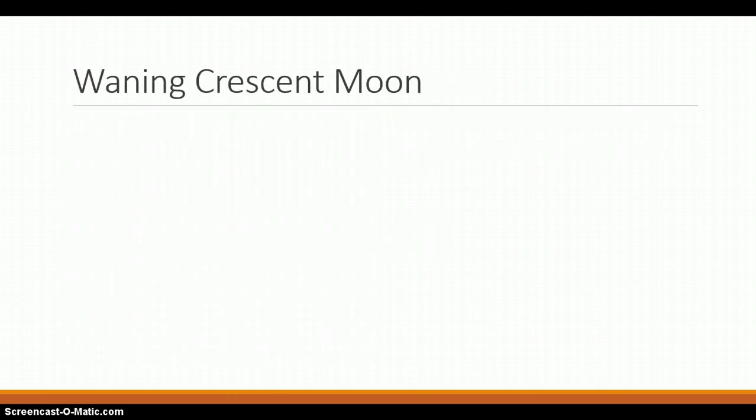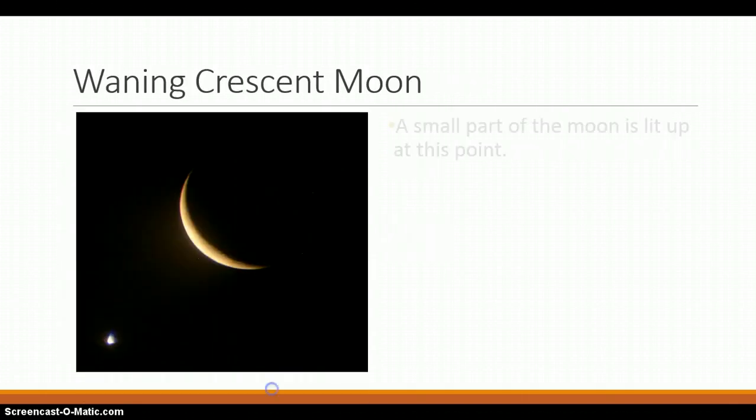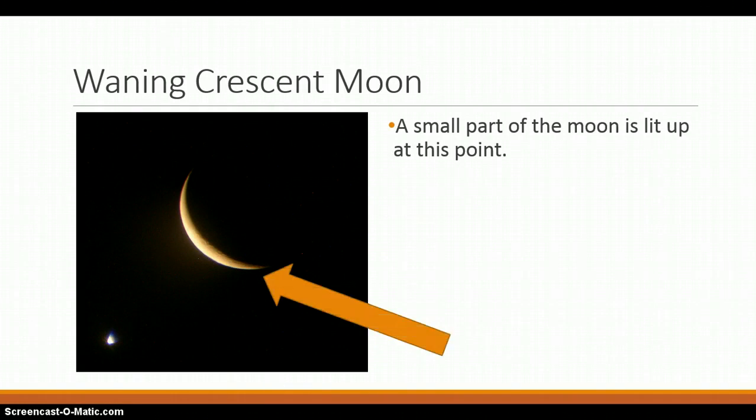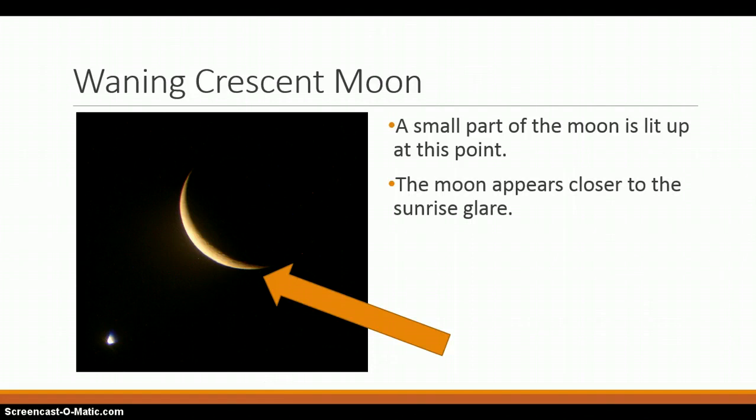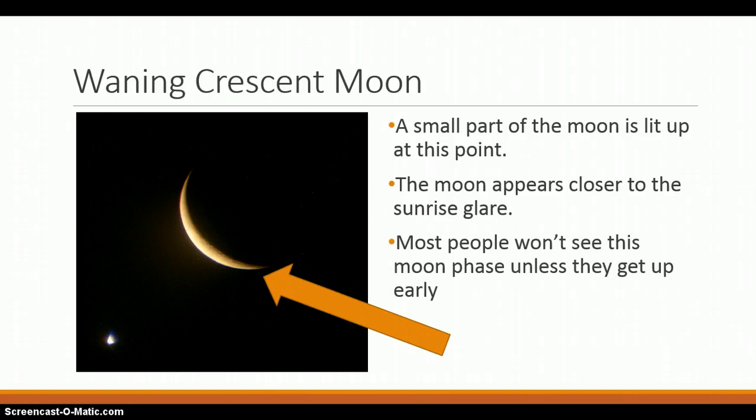The waning crescent moon. A small part of the moon is lit up at this point. It is getting smaller by the minute. The moon appears closer to the sunrise glare. Most people won't see this moon phase unless you get up early. Still, the waning crescent is up there, nearly all day long, moving ahead of the sun across the sky's dome. It sets in the west several hours or less before sunset.